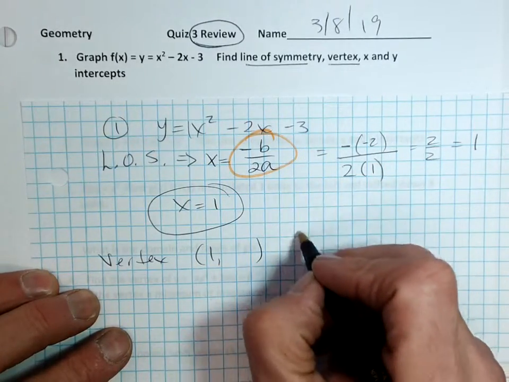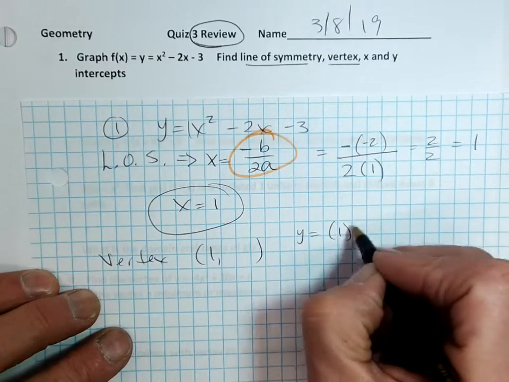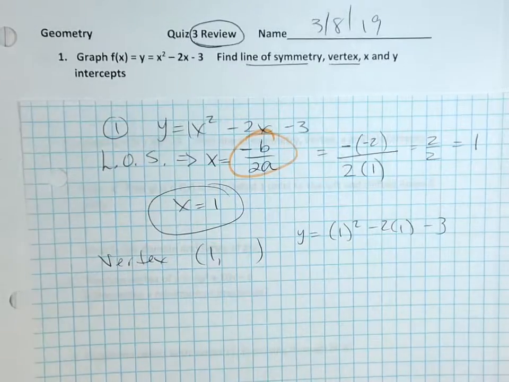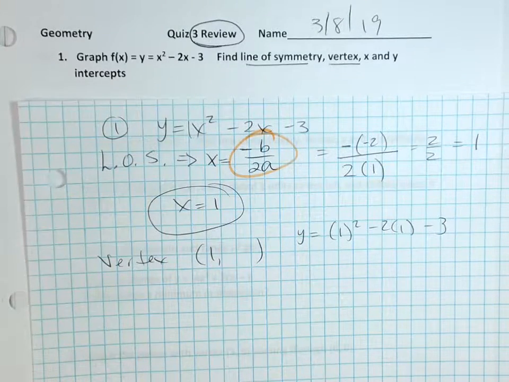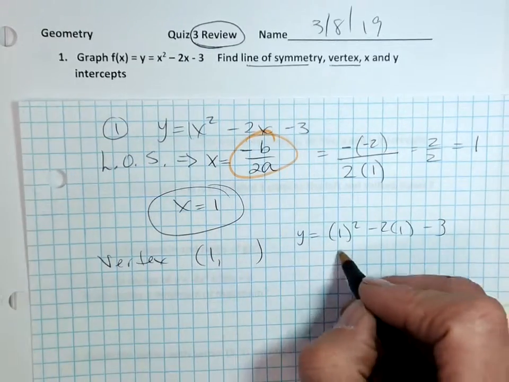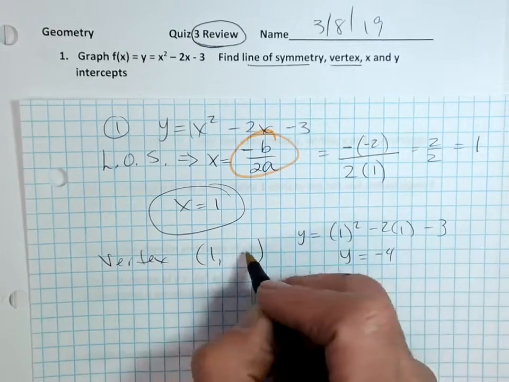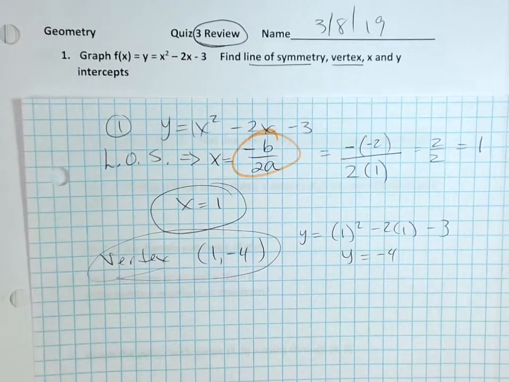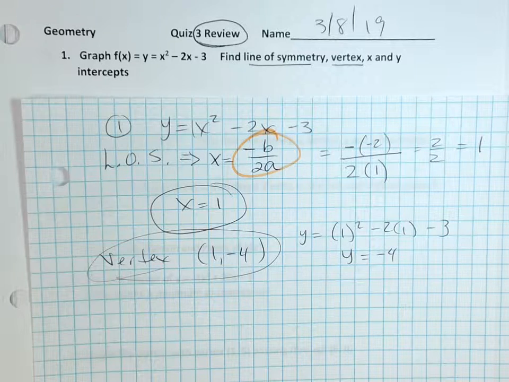I'm going to go y equals 1 squared minus 2 times 1 minus 3. And if you want to plug it into the calculator, you can. It's 1 minus 2 minus 3, which is negative 4. So my vertex is at 1, negative 4. I'm going to circle that because I'm going to come back to that and graph it, okay? How am I doing? If I get going too fast, let me know. I'm going to try and go slowly.